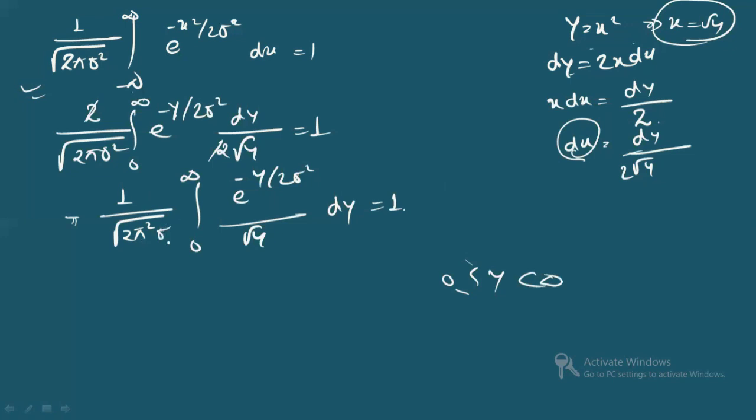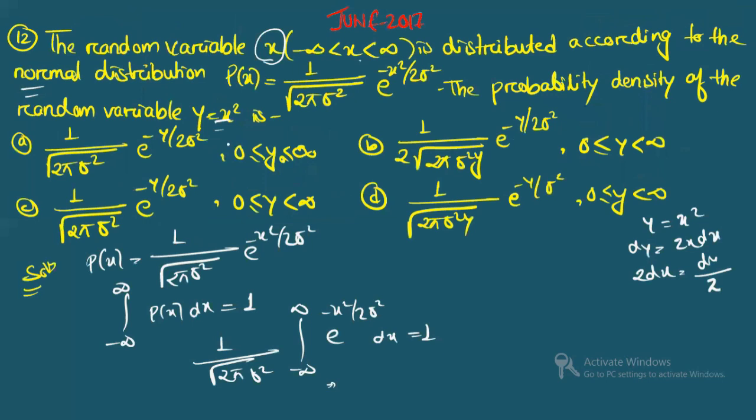1 by root over 2 pi sigma square, integration 0 to infinity, this one. So when you check the options, option A is 1 by root over 2 pi sigma square e to the minus y by 2 sigma, with y greater than or equal to 0 but less than infinity. In this case, y is greater than or equal to 0 but less than infinity, but this term is not matching. Here also this term is not matching. Here this term is not matching. So this is how you can conclude.